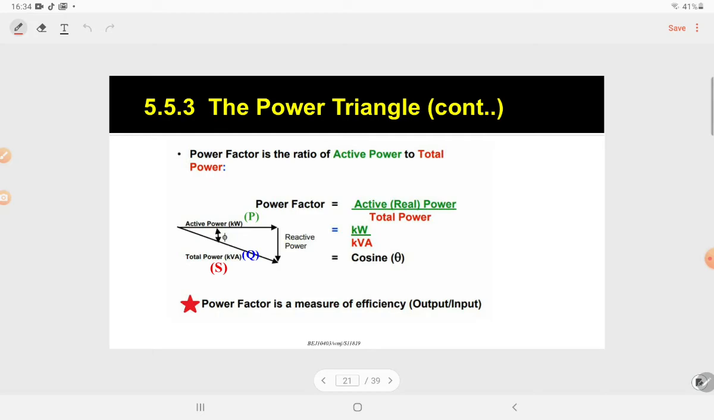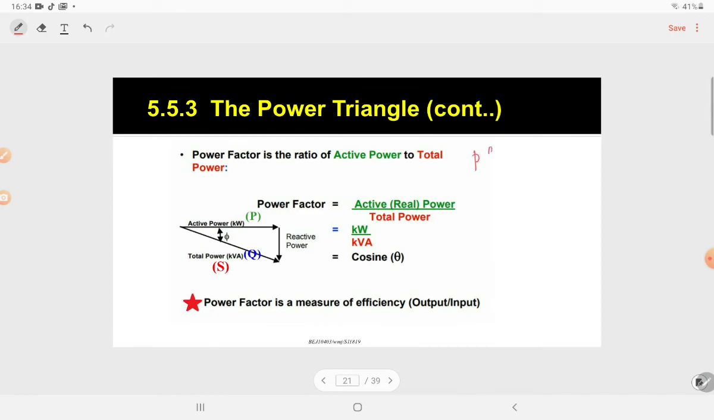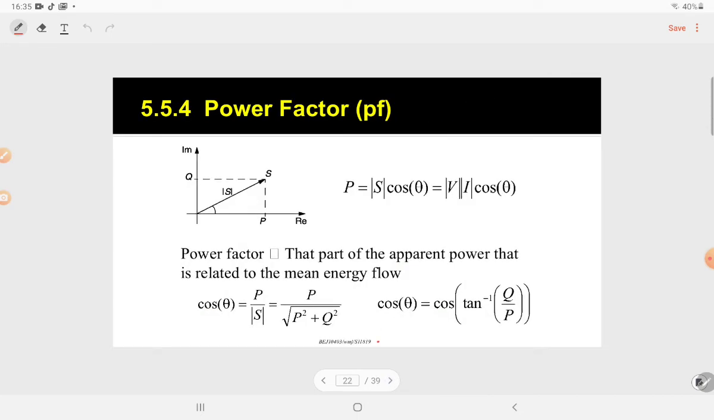Okay, power factor is the ratio of active power to total power. So we know that PF is equal to active power P over total power S. So this is our power factor, and power factor is also equal to cos theta, right? We can say that power factor is a measure of efficiency, the ratio between output and input. Or power factor is also the ratio between real power and apparent power.